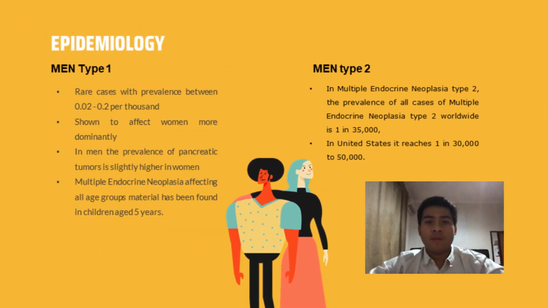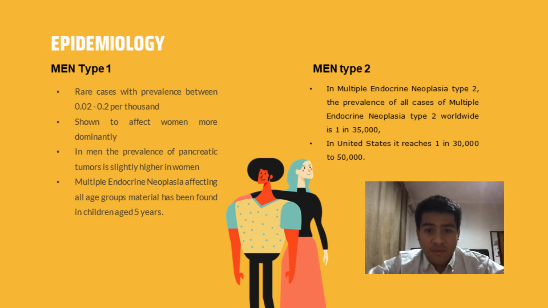Hello, my name is Mutabina Masranadika with student number 239. Now I will explain about the epidemiology of multiple endocrine neoplasia. In multiple endocrine neoplasia type 1, real cases are found with an accident rate of 0.35% with a prevalence between 0.2 to 0.02 per thousand. In the study, multiple endocrine neoplasia type 1 was shown to affect women more dominantly with a percentage of 57.8% of a total 734 patients.